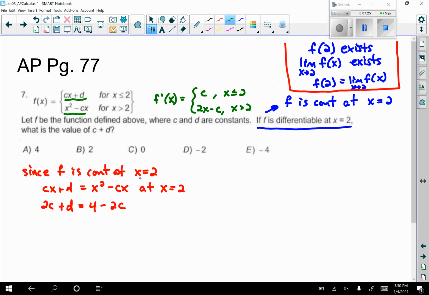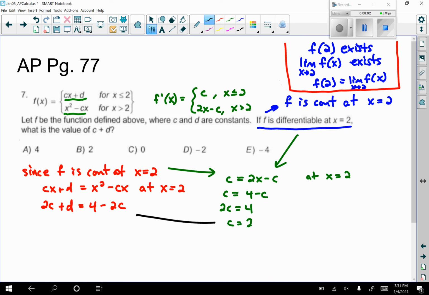So again, since f is continuous at x equals 2 and differentiable at x equals 2, we could also say that c is going to equal 2x minus c. So I'm just going to put arrows here. Because of those 2 facts, I also know that c equals 2x minus c, so the derivative is also continuous at x equals 2. So I can set those 2 expressions equal to each other, and at x equals 2, I get c equals 4 minus c. So 2c equals 4. Solving for c, I get c equals 2.